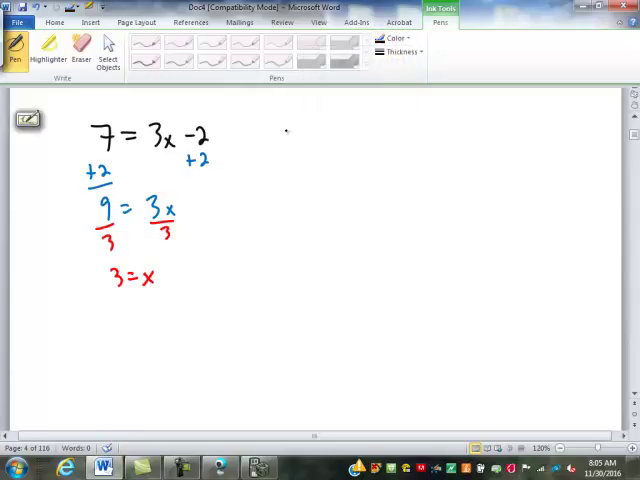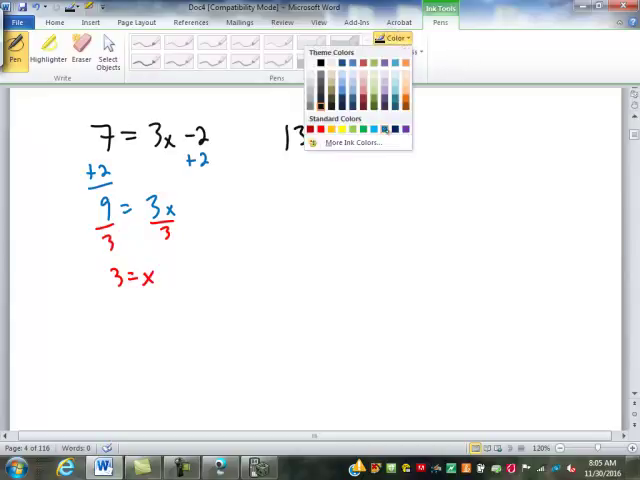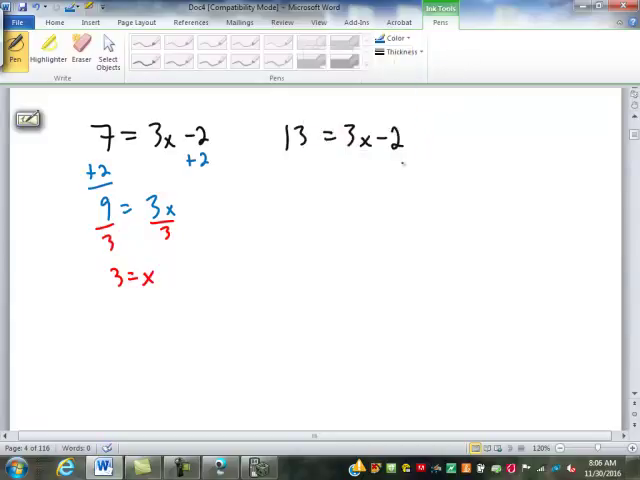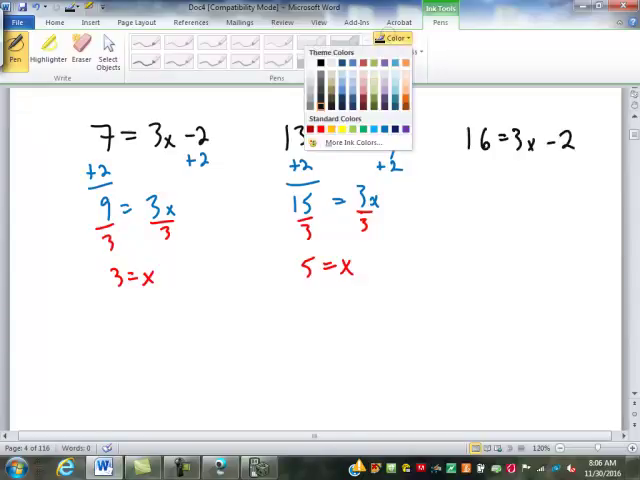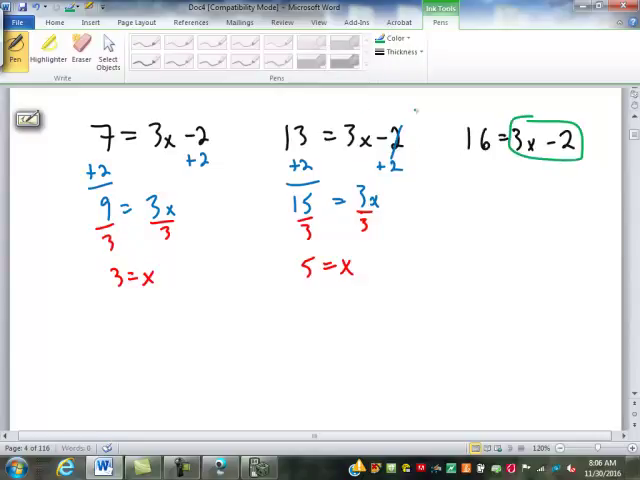But a very closely related equation to that is this. 13 equals 3x minus 2. How do we solve that? Well, it's the exact same steps. You add 2. We divide by 3. 5 equals x. In fact, there's an infinite number of equations I can write like this. They would all be solved with the exact same steps. And the reason they'd all be solved with the exact same steps is this side of the equation is the same in all of them. All I've changed is this number here for each.